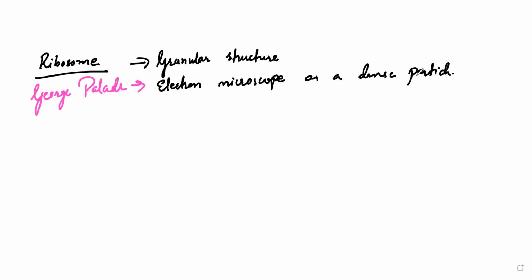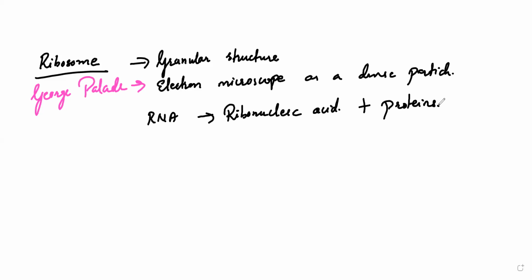Okay, so ribosomes are basically composed of what? RNA. So RNA is nothing but the ribonucleic acid, plus it will be having what? Proteins. Okay, so these are the structures which are mostly not surrounded by any membrane. So hence you can write it as not surrounded by any membrane.